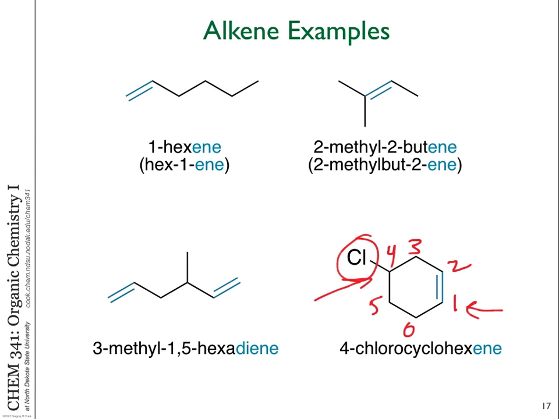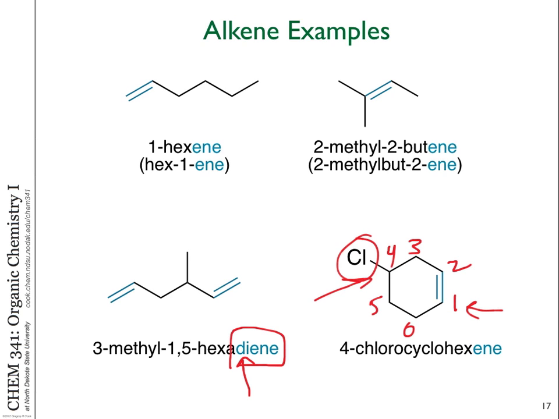Okay, and if there are more than 1 double bond, we use the prefix that indicates the number, so it's a diene if you have 2 double bonds. If your molecule has 3 double bonds, it's a triene, tetraene, pentaene, etc. And so we have to give numbers for both.